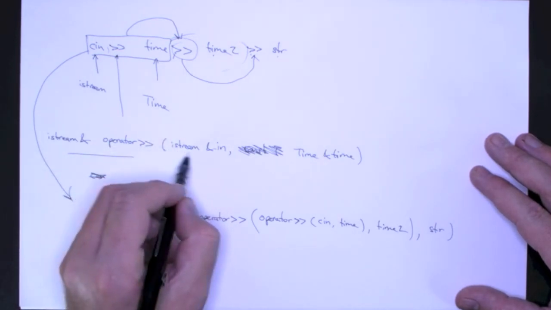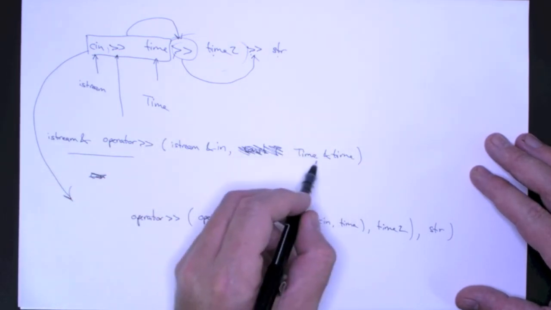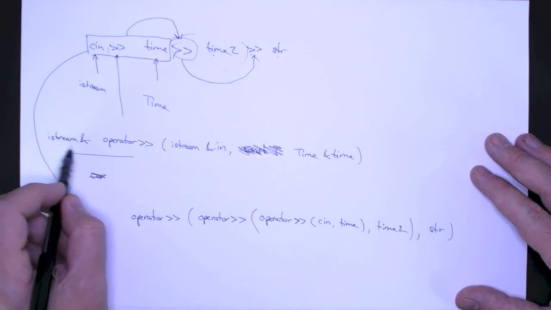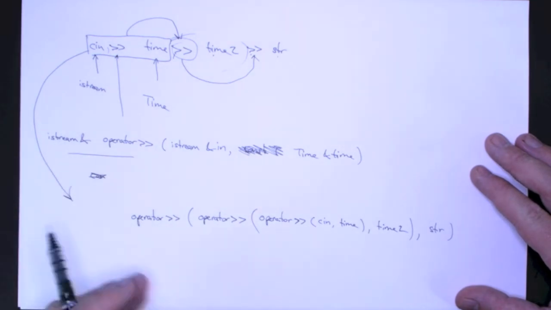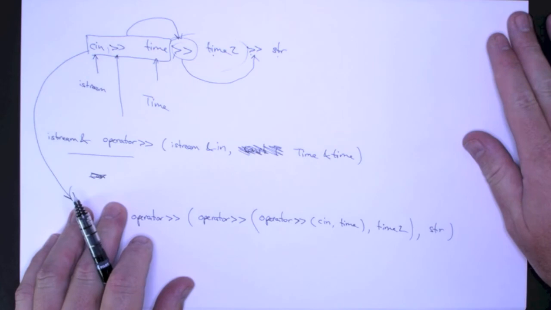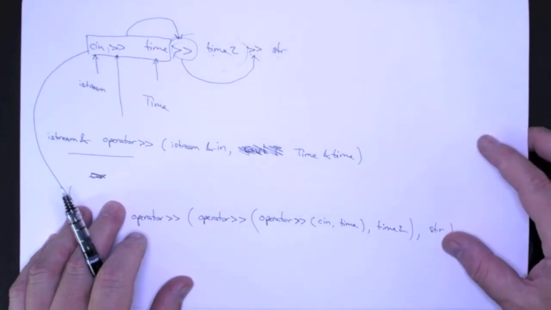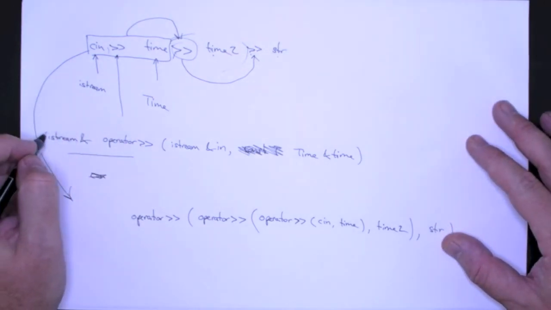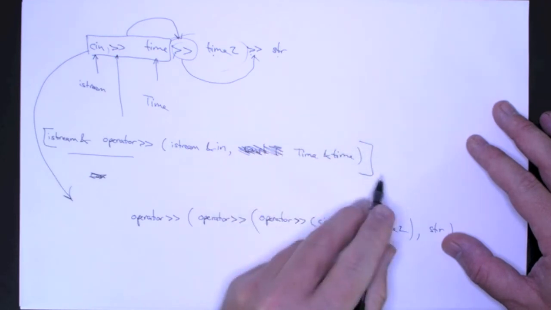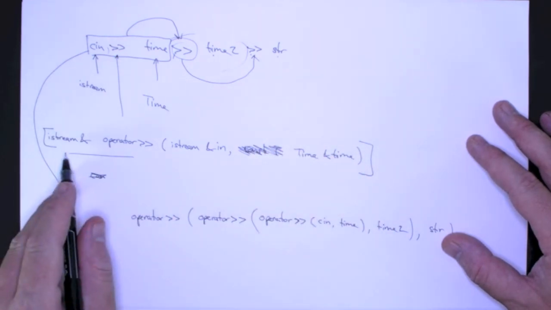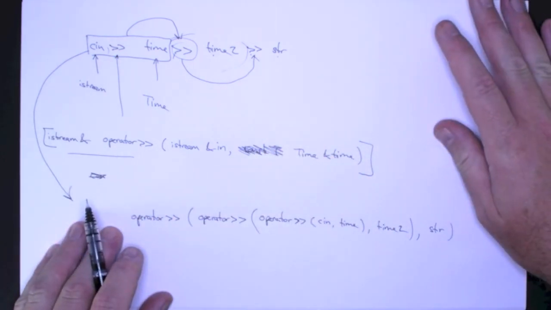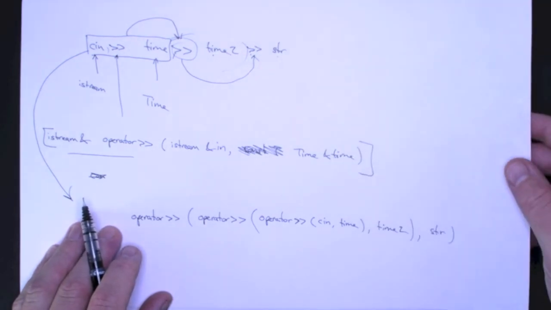Our first parameter is the stream. We extract a time object, and then we return the modified stream here, as you'll see in the implementation. So this is kind of the key point here. This is the prototype for the function that we want to implement when we overload the extraction operator.